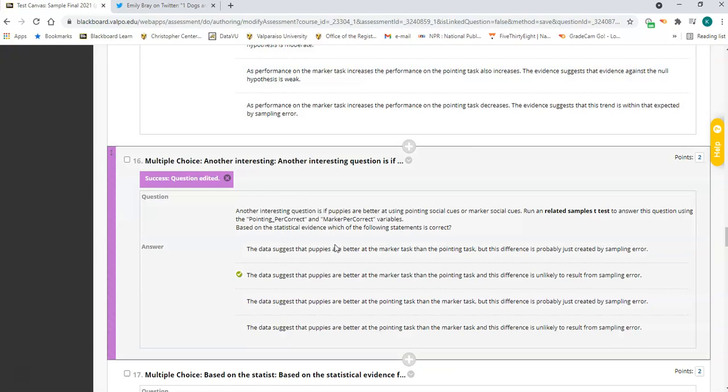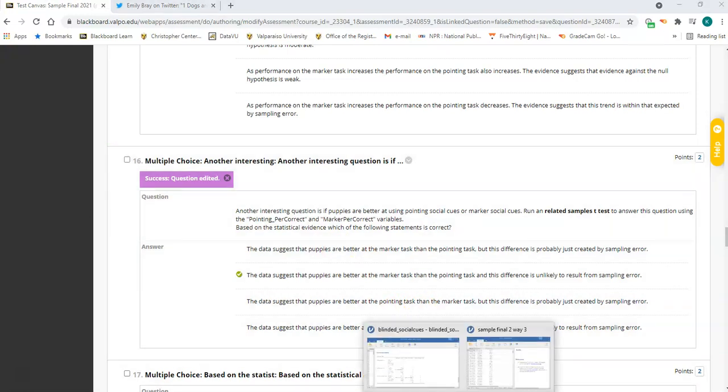Now we're going to do a related samples t-test. And in this related samples t-test, we're going to see if puppies overall perform better on the pointing task or the marker task, the two tasks I showed you at the beginning. So the same puppy now is being tested on both tasks, and we want to compare the average puppy performance for each task to each other. So we can say we're asking if puppies are better at following pointing cues or marker cues. So we're going to analyze that data.